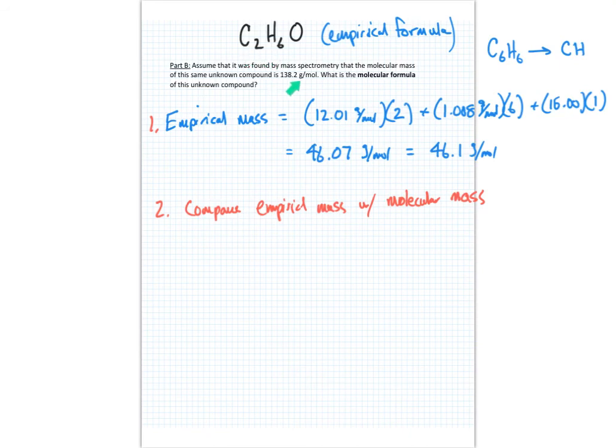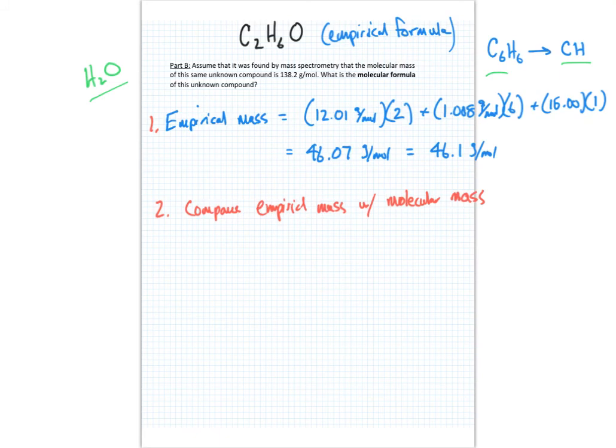Now, if this was 46.1 or somewhere around 46.1, that would tell us that the empirical formula and the molecular formula are the same thing. A good example of this would be something like H2O. The empirical formula and the molecular formula are going to be the same thing for water because there's no simpler form of it. Benzene and CH are not going to be the same empirical formula and molecular formula. So what we're doing is we're comparing the empirical mass, 46.1, with the molecular mass. We find out that they are not the same. So how do we deal with that?